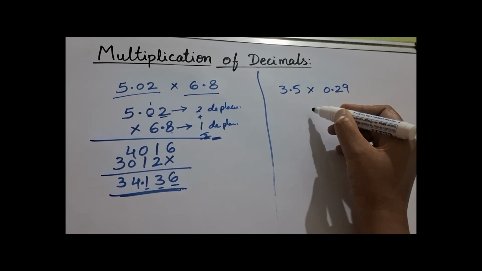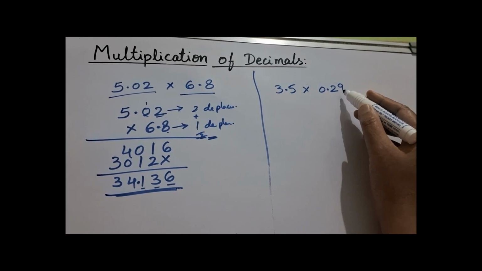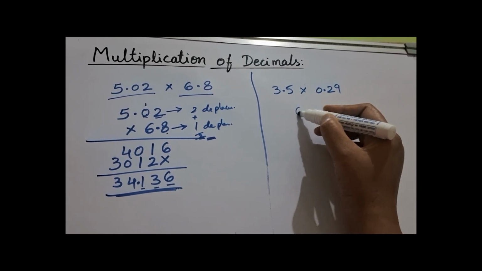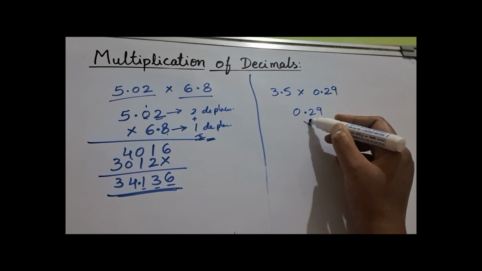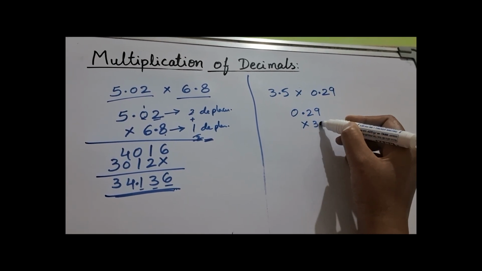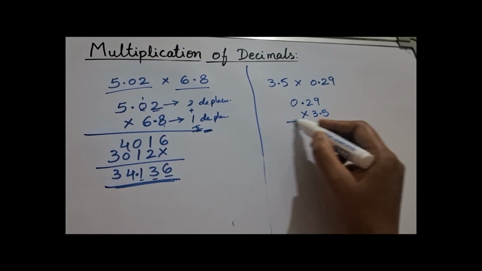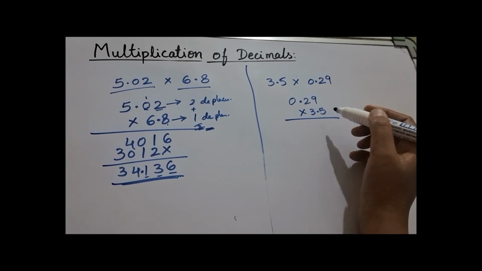Here, this decimal number has only 2 digits, and here this decimal number has 3 digits. So I will write the 3 digit decimal number here, and down below I will write the 2 digit decimal number. Okay. Now here, without considering the decimal points, we do normal multiplication.